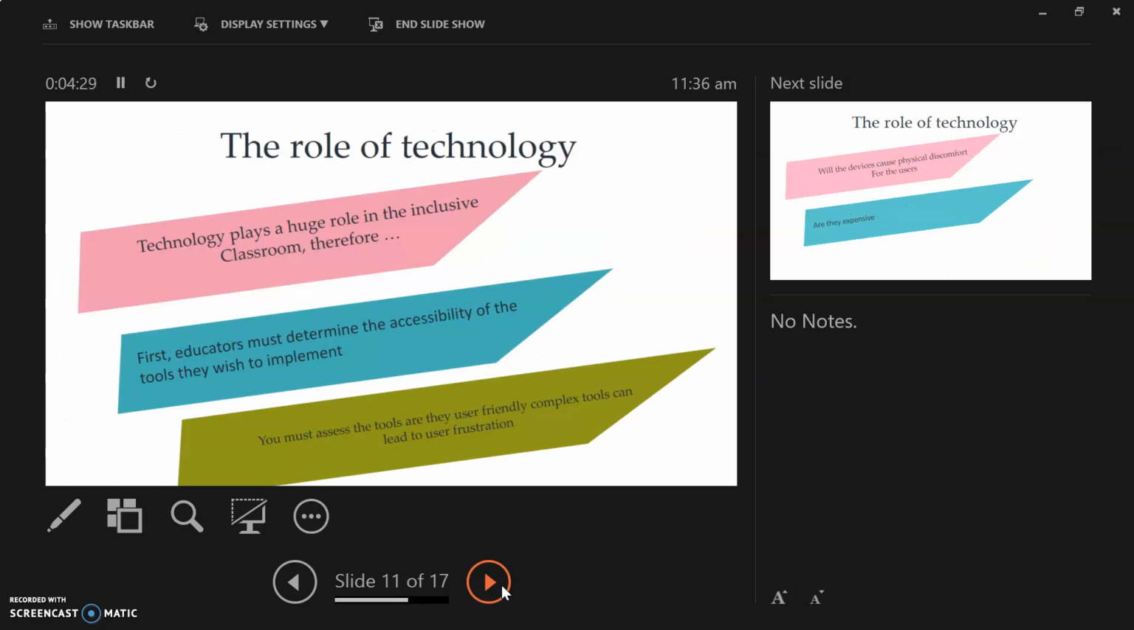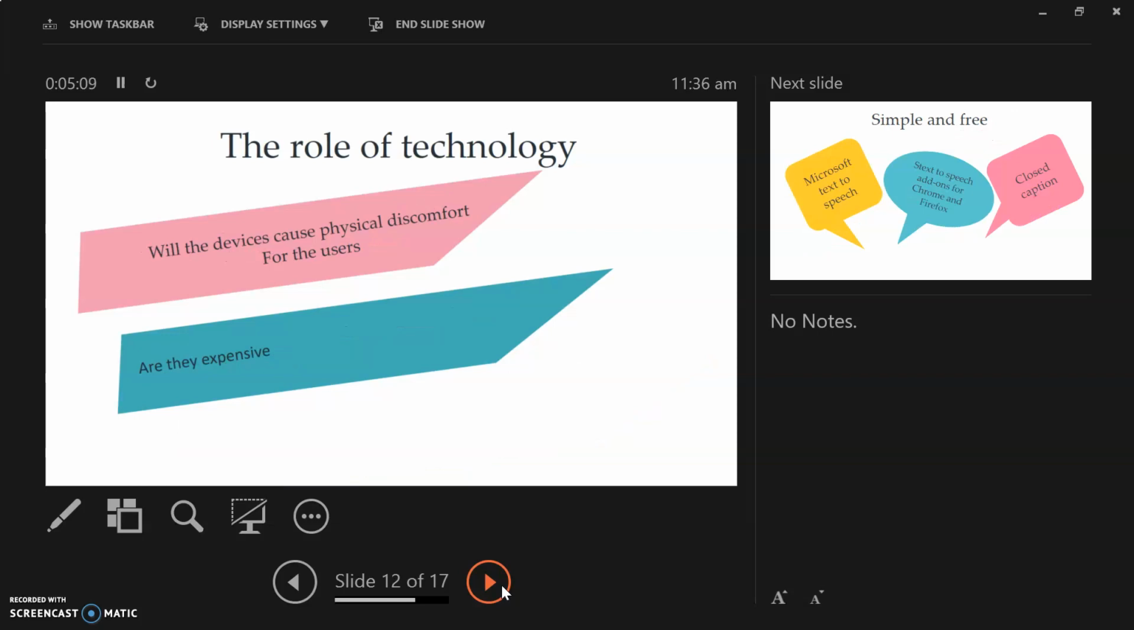So what role does technology play in an inclusive, diverse classroom? The role of technology is huge. Therefore, educators must first determine the accessibility of the tools they wish to implement. These tools, are they simple to use? Are they user-friendly? Would they add to students' frustration? These are the things that must be considered before selecting a technological tool.